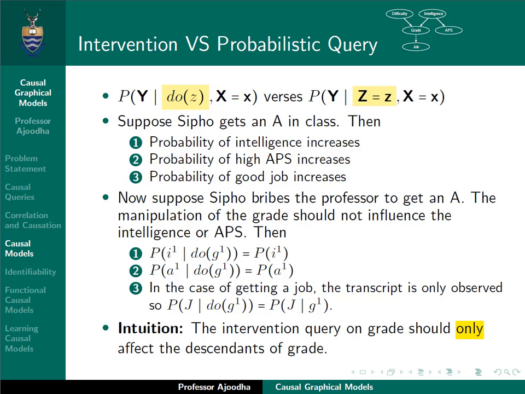So this example shows why the causal direction matters in the previous slide where we had those arrows. If we observe that SIPO has an A, we may infer that he is intelligent. The grade gives us evidence about his intelligence. But if we force the grade to be an A, then that evidence disappears. The manipulated grade no longer tells us that SIPO is intelligent or that the course is difficult.